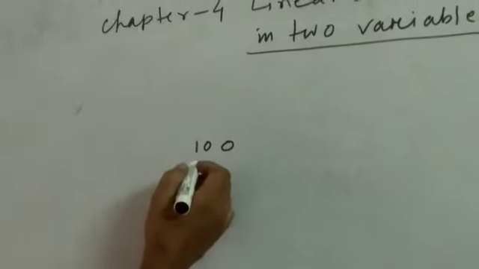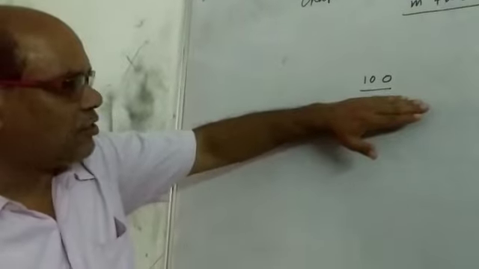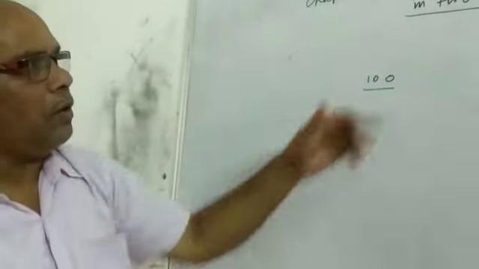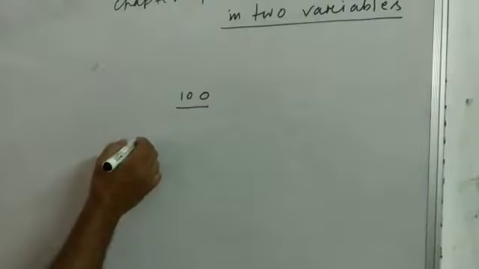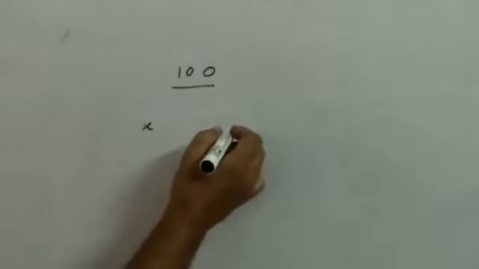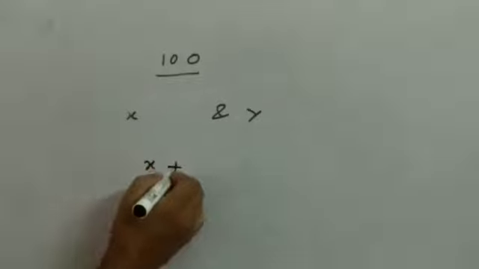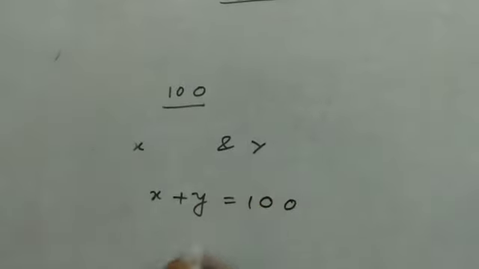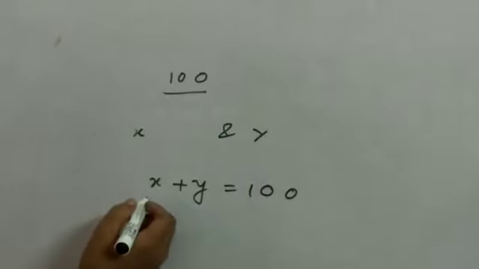Then we have to form a linear equation. Here the individual score we don't know. The total run scored by the two batsmen is 100, but the individual run we don't know. So how do we form a linear equation? We suppose that the score of one batsman is x and the score of the other batsman is y. Then we can write that x plus y is equal to 100. It is one example of linear equation in two variables.